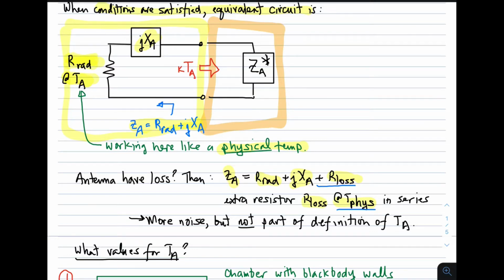So the second resistor in series would have value R loss, and it would be at a temperature equal to the physical temperature of the antenna. So you'd get more noise, but this isn't part of the definition of T sub A, which is why I'm neglecting it for the moment. Remember, T sub A is a characterization of external noise and is not intended to capture the noise due to the internal resistance within the antenna.